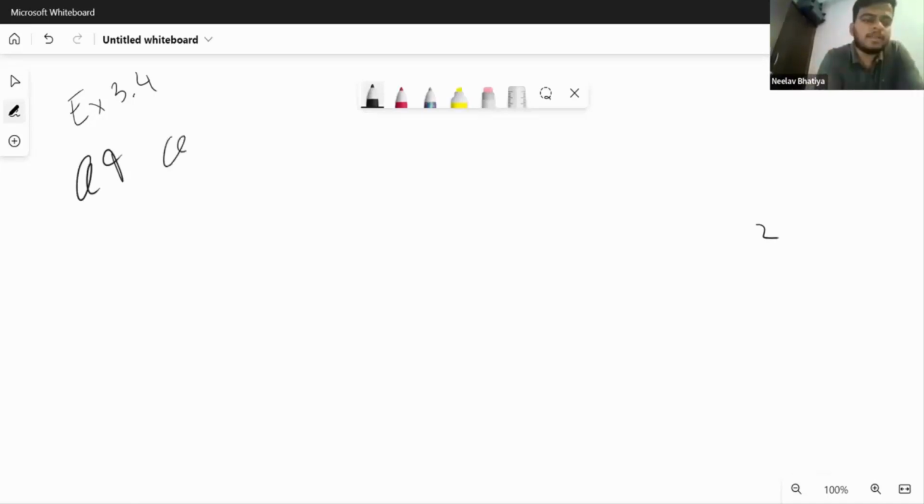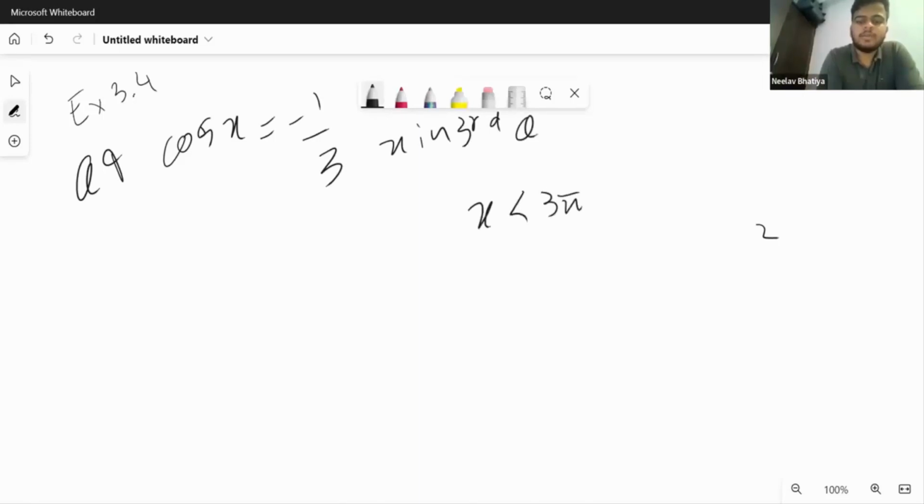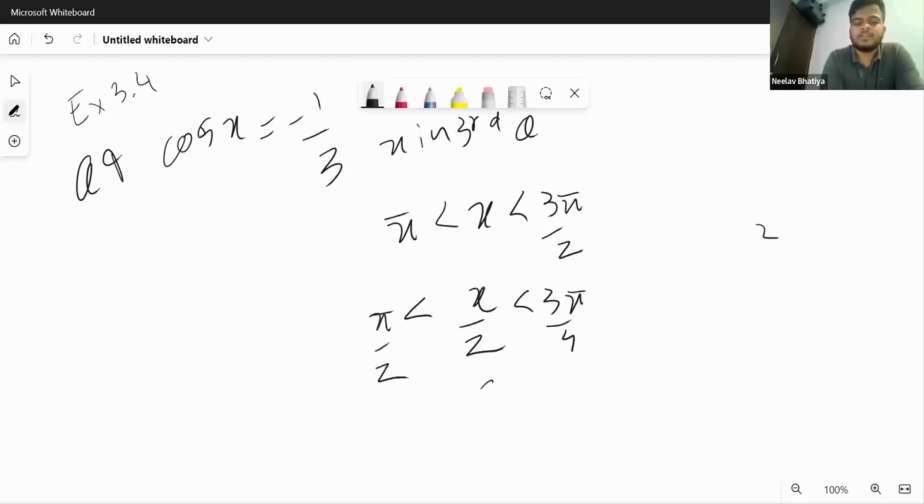You have cos x equal to minus 1 by 3, x in the third quadrant. So x is less than 3 pi by 2, x greater than pi. So x by 2 is less than 3 pi by 4, but greater than pi by 2. So x by 2 is in the second quadrant.